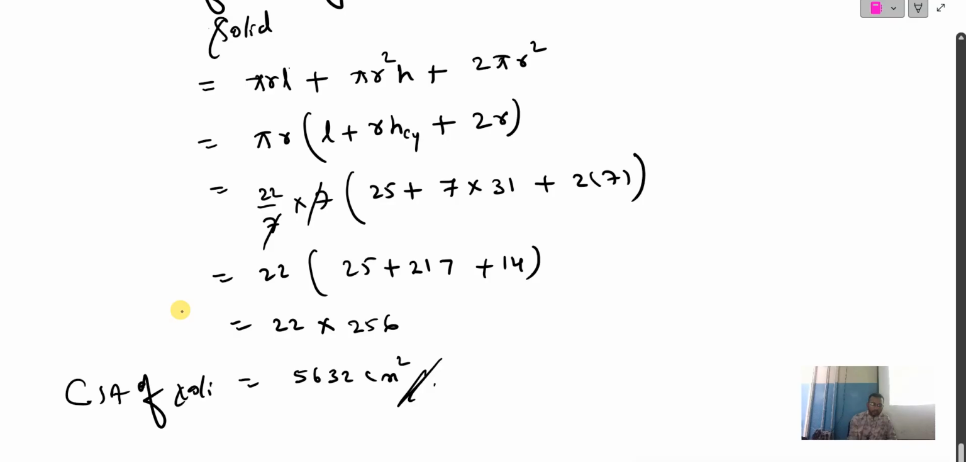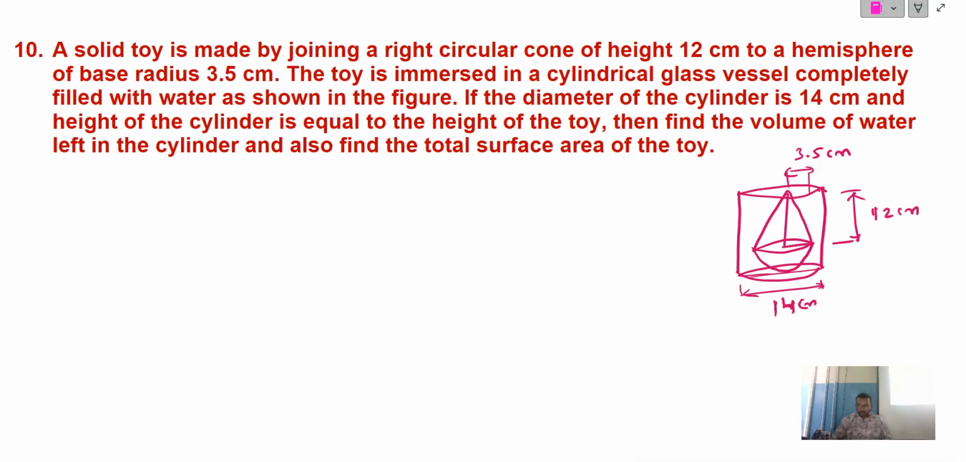Look at here students. Let me study one by one step in detail. Here they said that we have a toy. It is made by joining a right circular cone of height 12 centimeter to a hemisphere of base radius 3.5 centimeter. It means here we have a toy. This is a cone, a right circular cone, attached with a hemisphere. This is called my toy. This toy is made by a cone and a hemisphere.